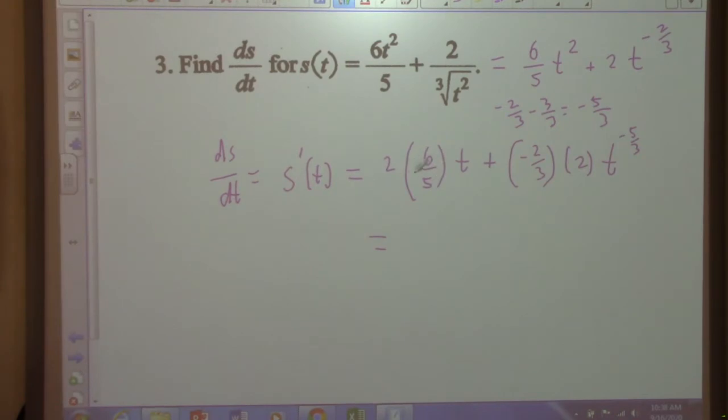And then if we put this back in radical form, we get 12 divided by 5 t, and then we're going to have minus, well, is that going to be 4 over 3? Yeah. And then that's going to be the third root there, right? And t to the 5th.